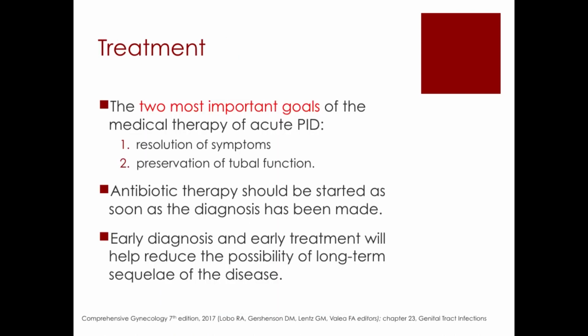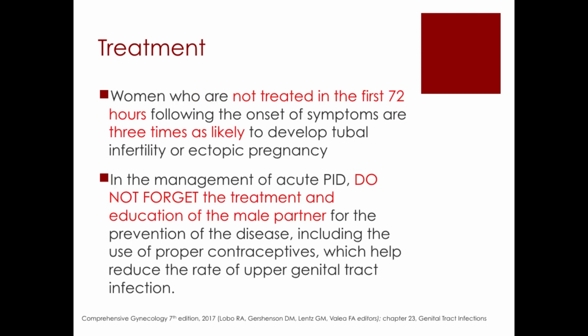Now we go to the treatment. The two most important goals of the medical therapy of acute PID are the resolution of symptoms and the preservation of tubal function for fertility. Antibiotic therapy should be started as soon as the diagnosis has been made. Early diagnosis and early treatment will help reduce the possibility of long-term sequelae of the disease. Women who are not treated in the first 72 hours following the onset of symptoms are 3 times more likely to develop tubal infertility or ectopic pregnancy.